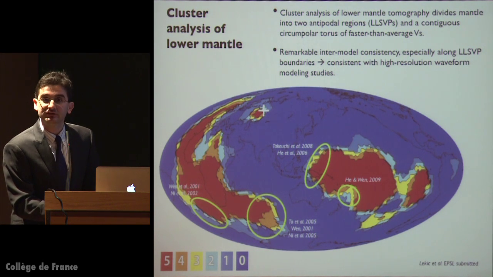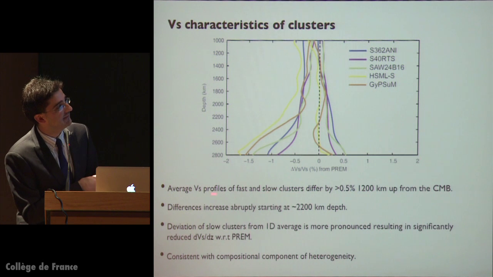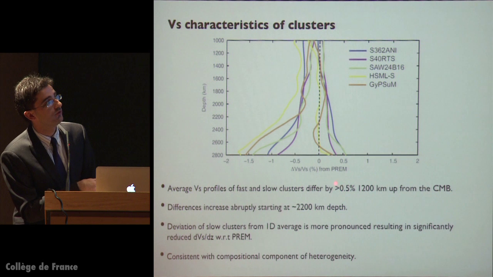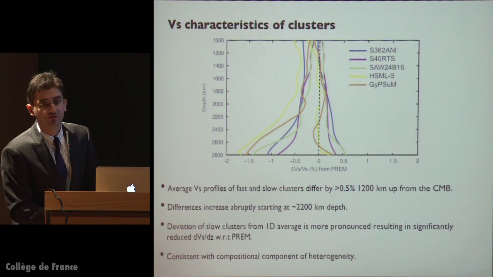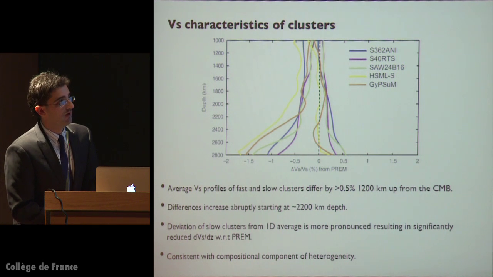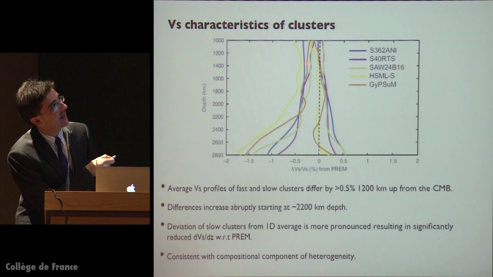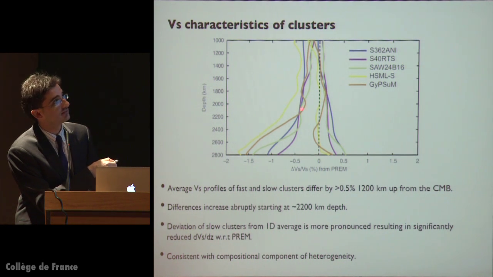Okay, so it's the average VS profile within each of those clusters. We can see that the average VS profiles of the two clusters differ by more than 0.5% up to 1,200 kilometers or more above the CMB. Okay, that's one observation.